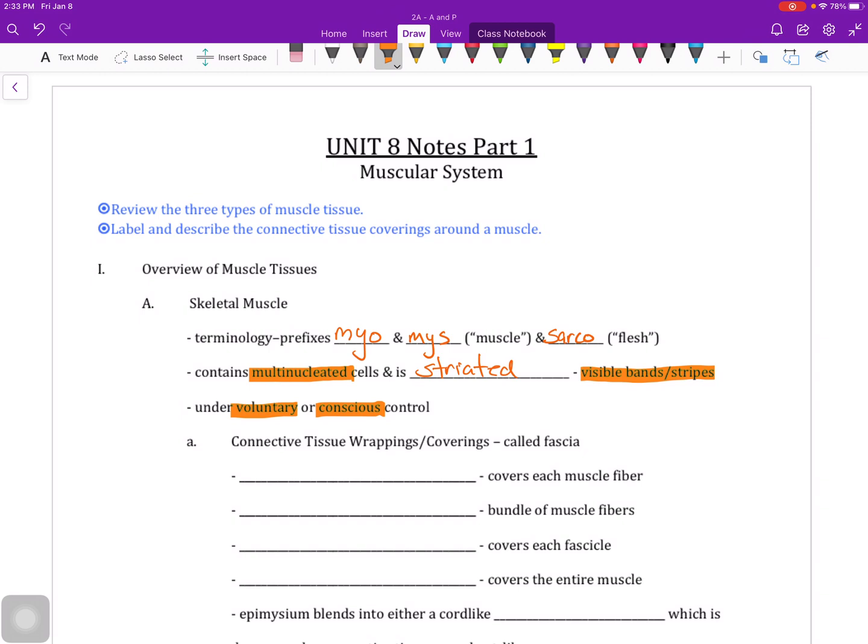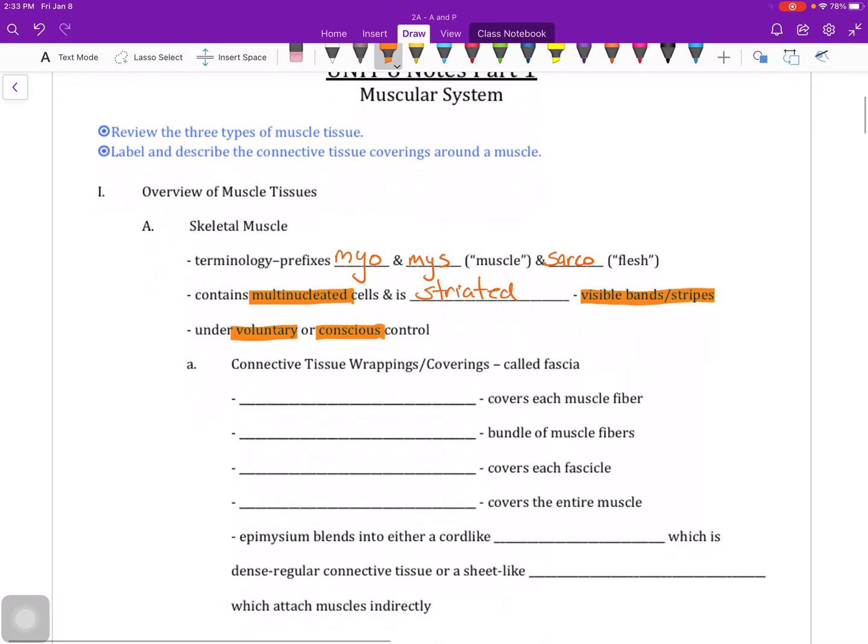So let's talk about the connective tissue wrappings or coverings that are around a muscle, and they are called fascia. So the first thing we want to talk about is the endomysium. Endo we know is going to mean inside. Endomysium, mys means muscle. And what that does is it covers each muscle fiber. Now, remember guys, muscle fiber is the term we use when we are describing a muscle cell. So individual muscle cells are called muscle fibers.